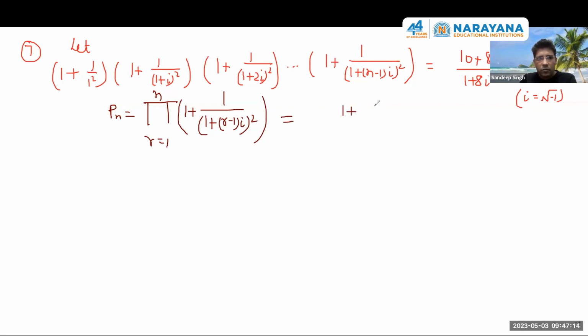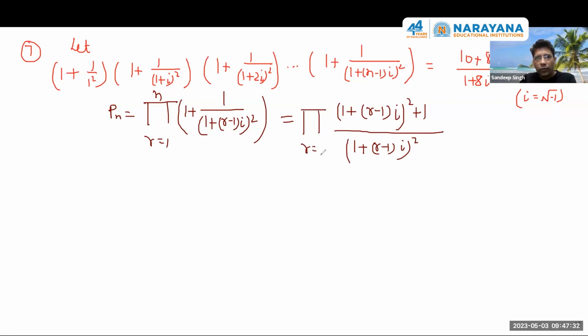1 plus, so this is r minus 1 iota whole square, or plus 1 whole divided by 1 plus r minus 1 iota whole square. This is what will come, brother. And the product will come from 1 to n. Is that clear? So in the numerator, what will come? Tell me. 1 as, so, minus i.